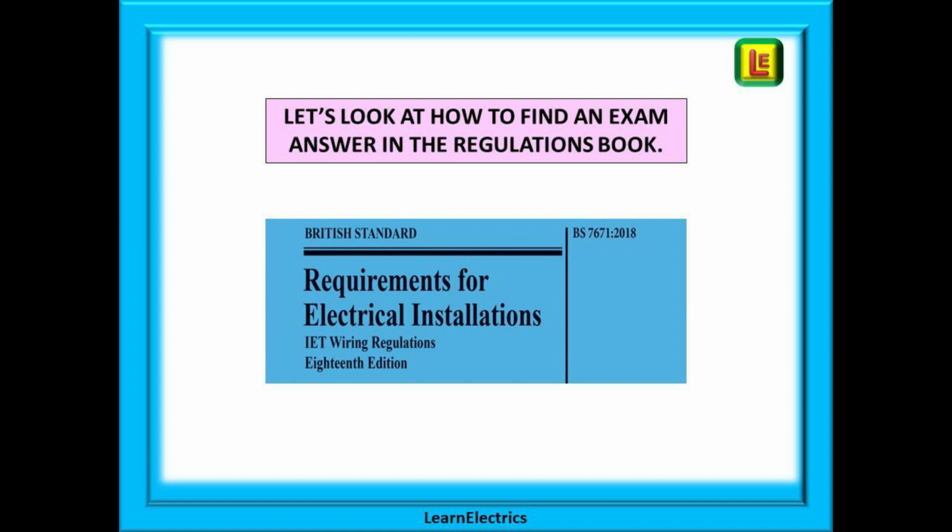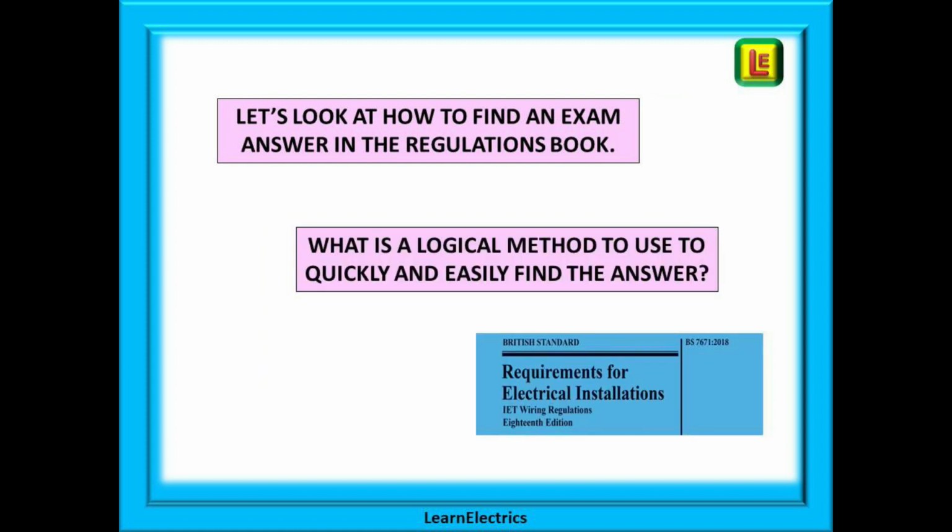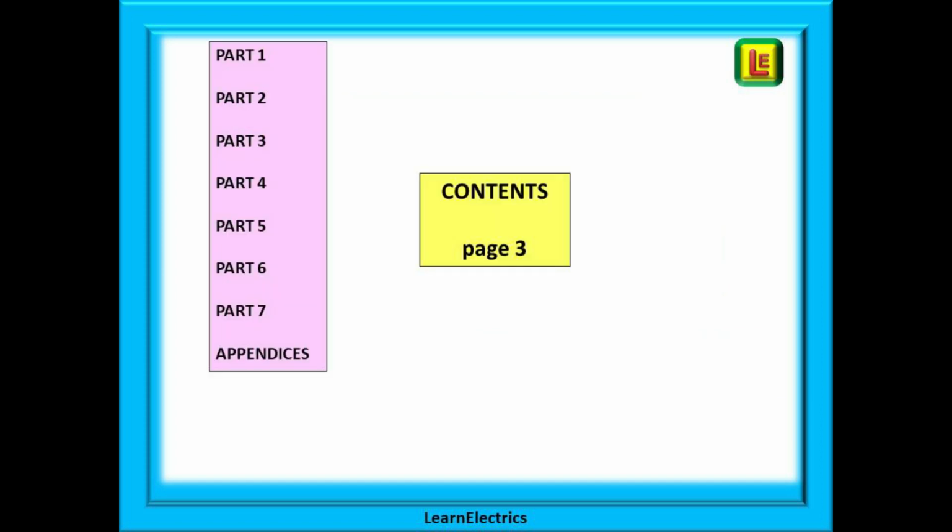Today, we will look at how to find an answer to an exam question in the regulations book. There are many ways to do this, but this is my preferred way. It is a straightforward method that is quick, easy, and will consistently get you to the correct page to find the answer. From the last video, we know that the contents page on page 3 of the book is split into 7 parts plus the appendices.